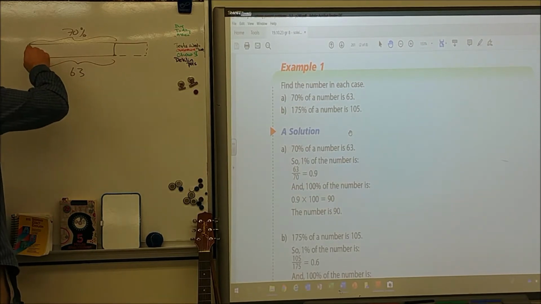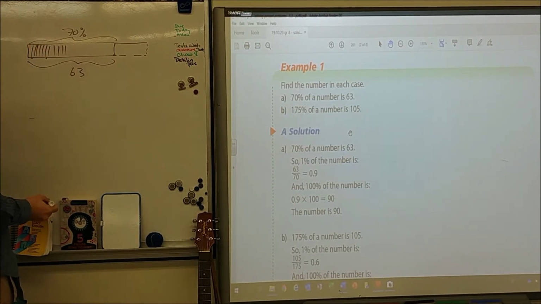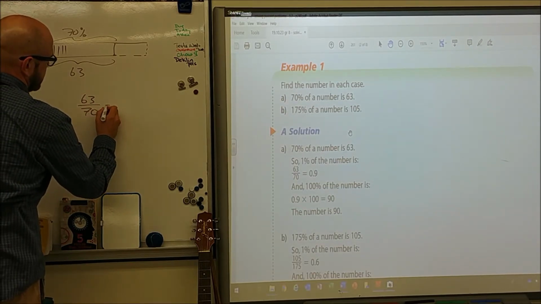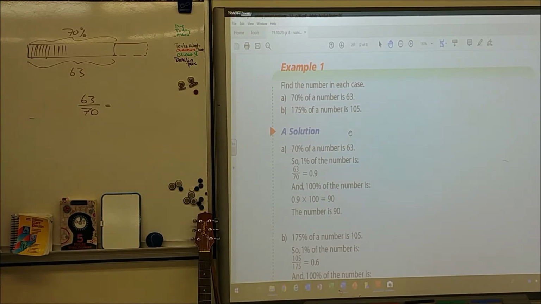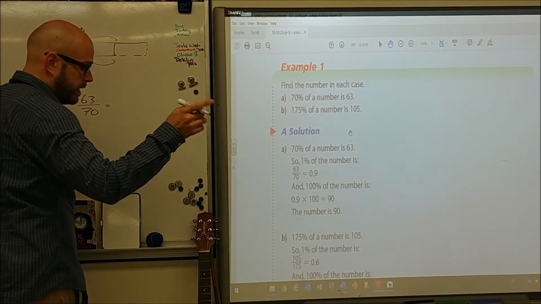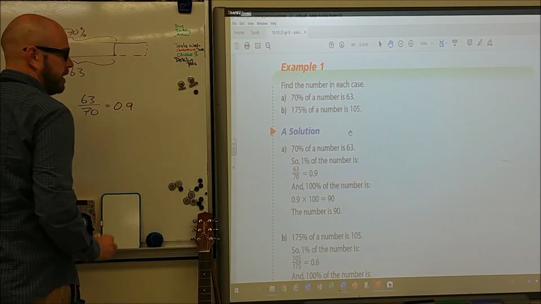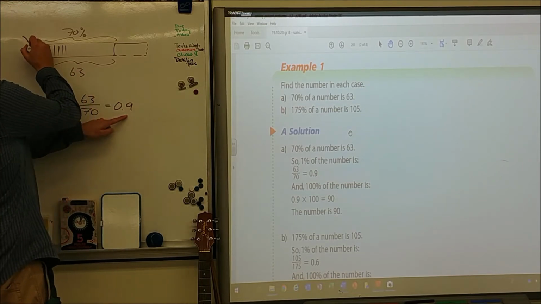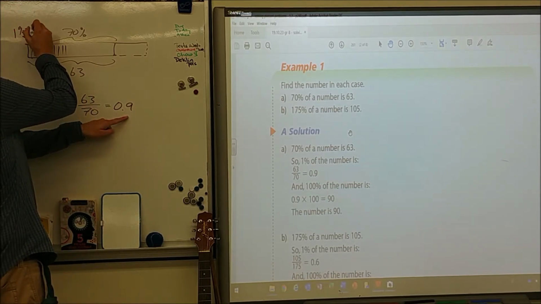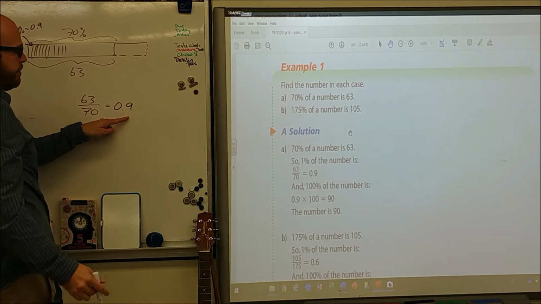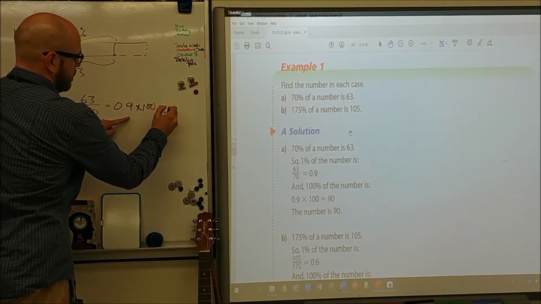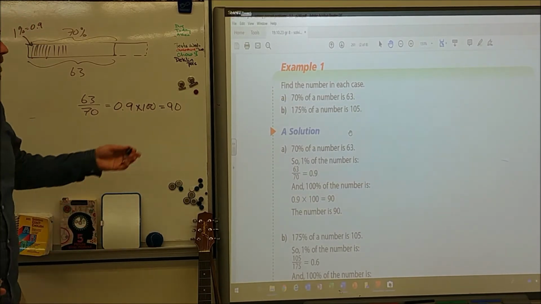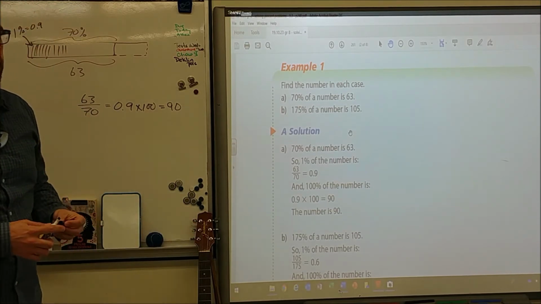If I take this 63 and cut it into 70 pieces, I need to find what 1% is. So if I have 63 cut into 70 pieces, what is 1%? 0.9. Thank you, Jimmy John. That's 0.9. If 1% equals 0.9, then to get 100%, I just have to go times 100. So I think that's 90, I just move the decimal over by 2. So if 70% of the number is 63, then the number is 90.